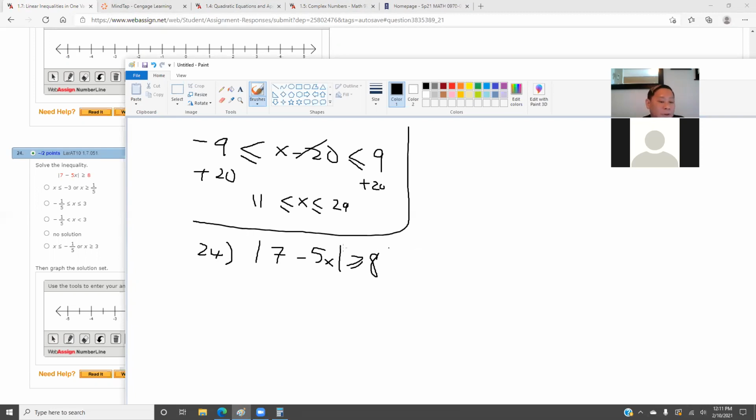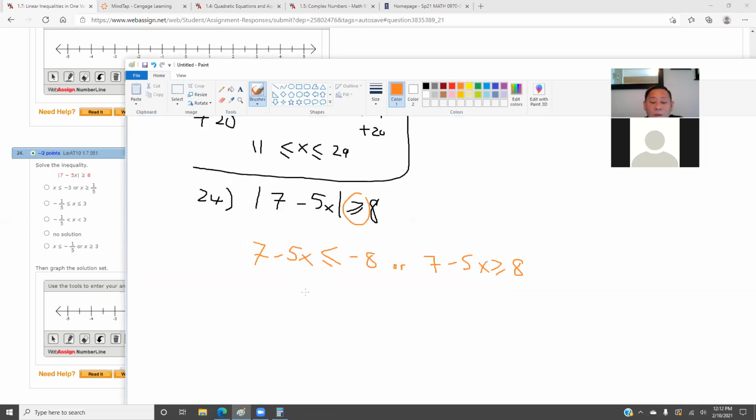So for 24, are we doing the method like what we did previously? Nope, you're not using that method because 8 is less than 7 minus 5x. So 7 minus 5x is less than or equal to what? -8. Or 7 minus 5x is greater than or equal to 8. Yep. So that means one goes left, one goes right.